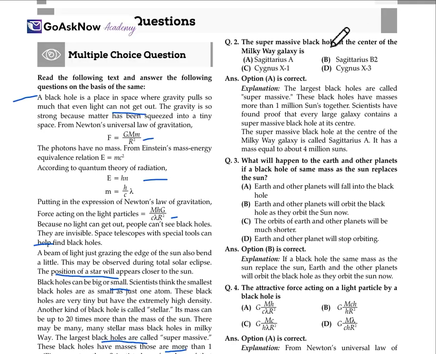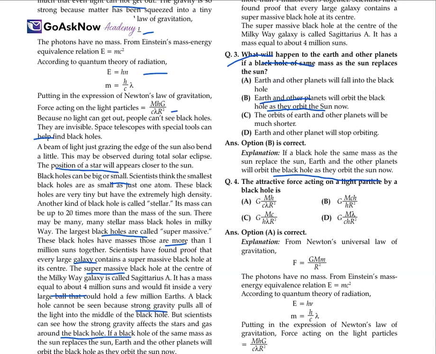The supermassive black hole at the center of the Milky Way galaxy is Sagittarius A*, this one is correct as we have already studied it. Now, what will happen to the Earth and the other planets if a black hole of the same mass as the sun replaces the sun? At that time, Earth and the planets will orbit the black hole as they orbit the sun now. So option B would be correct. These questions are very simple and depend on the case. Read the case twice and you will easily get all the answers to these questions.